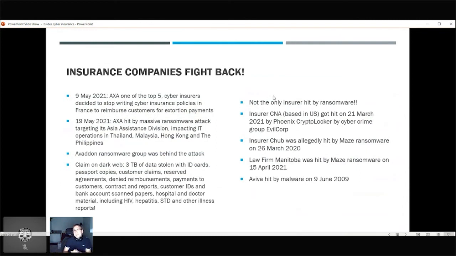Historically, this is not new. On 21 March, CNA was breached with CryptoLocker. Chubb allegedly was hit by Maze on 26 March 2020. Some legal firms doing sub-insurance were hit by ransomware, and Aviva in 2009 as well. So the risk is that even insurance companies have to be insured, because they can get hit by ransomware too. It's kind of an inception problem: who is going to be big enough to reinsure the insurance companies? They're doing that, but it's a risk in itself. So do you trust them with your data? That's the problem.